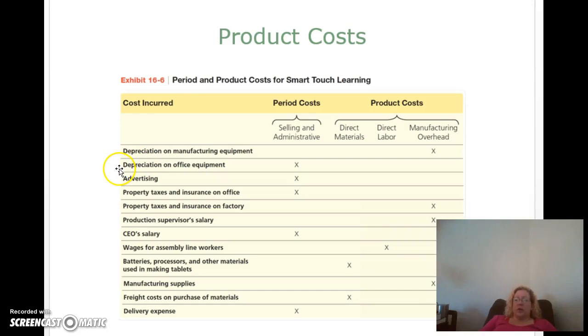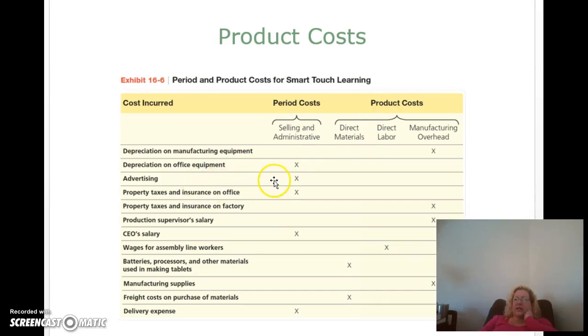Depreciation on office equipment. That is selling and administrative because it's office equipment. It's not manufacturing equipment. It's not factory equipment. It's office equipment for your selling and your administrative staff. Okay. This is the thing that hangs students up the most. So that's why I'm kind of hanging on that. Separating the cost between period and product.